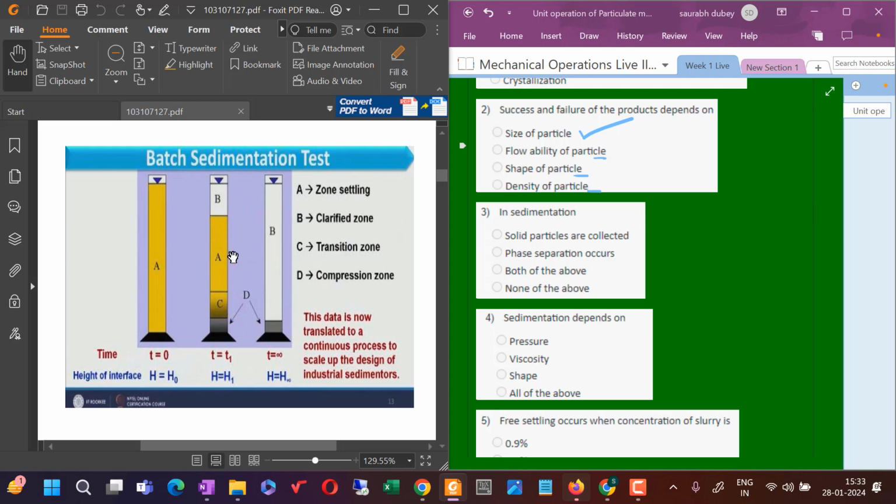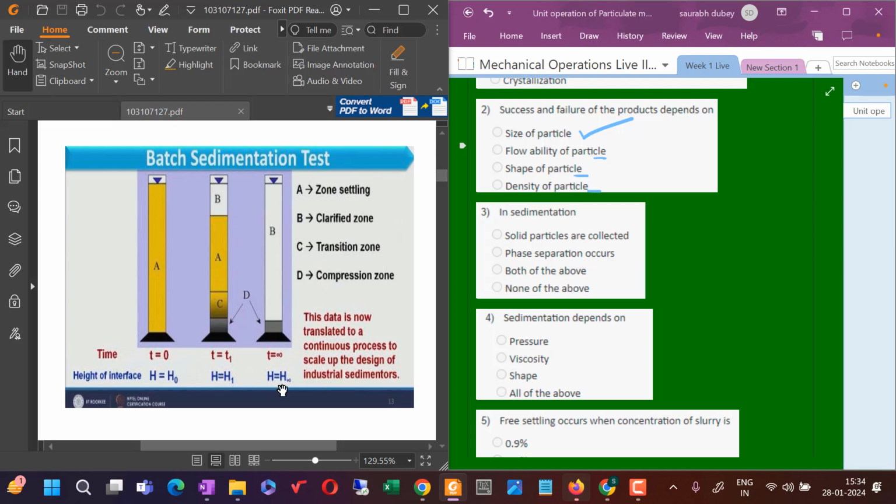So what is zone A? Zone settling, where settling is happening. Here settling was happening completely, but after some time we saw that some of the solid particles started accumulating at the bottom, and just above that there will be a lower concentration of particles. That is the transition zone, where both the liquid and the solid particles are there. In zone A, zone settling is happening, and B is free from solids. So B is the clarified zone.